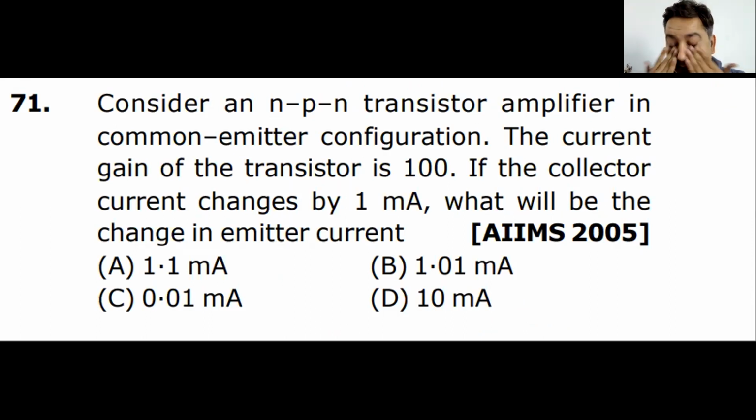Some time back, AIIMS had a different examination. Now it is not there. Consider an NPN transistor amplifier in a common emitter configuration. The current gain of the transistor is alpha. The collector current changes by 1 milliamp. What will be the change in the emitter current? This is how questions are framed.